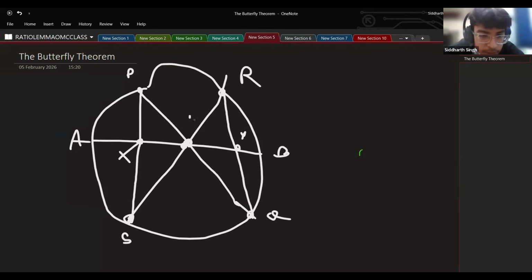Okay, so the butterfly theorem states: if this is the midpoint of AB, and we consider any two random chords PQ and RS going through M, and let PS intersect AB at X, and let RQ intersect AB at Y, then M is also the midpoint of XY. Just try this problem for a few seconds, get the grasp of it, and try to do it with the ratio lemma, obviously.